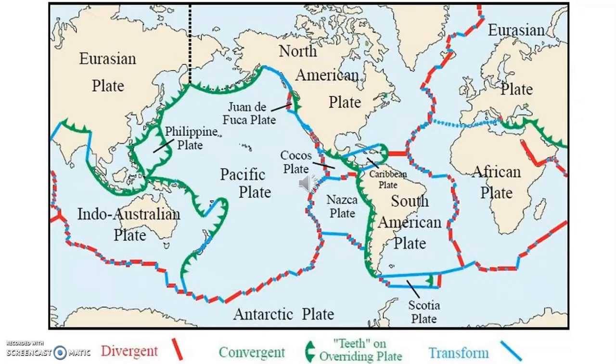If you look closely at the green line, you will see teeth marks. What that means is that the plate is moving underneath another plate. For example, the Pacific plate is being pushed underneath the Eurasian plate. The Nazca plate is being pushed underneath the South American plate. And the African plate is being pushed underneath the Eurasian plate.